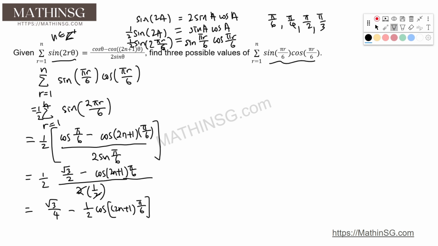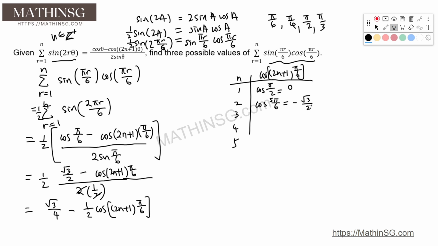So I know that n can take various values, like 1, 2, 3, 4, 5, for cosine (2n+1)π/6. When I put in n equals 1, I have cosine π/2, which is 0. Correct? Then when n equals 2, I have cosine 5π/6, which will give me negative root 3 over 2.